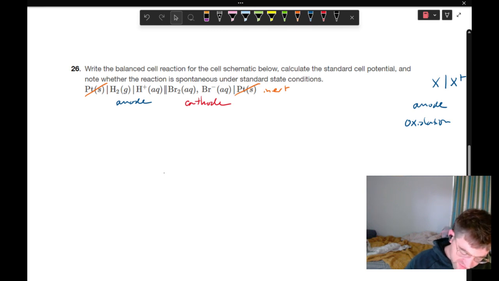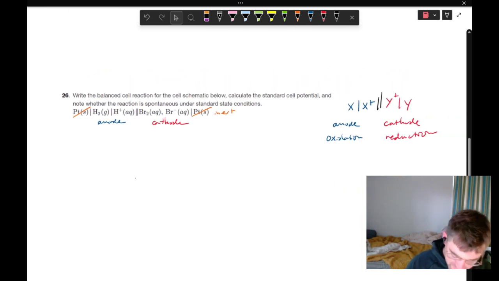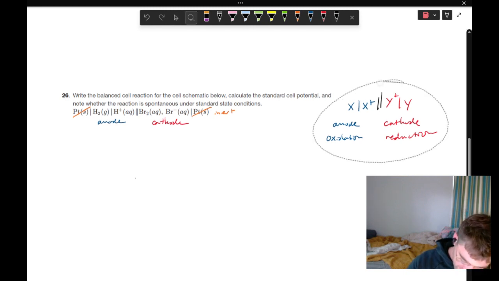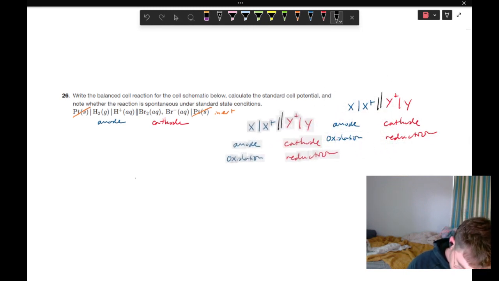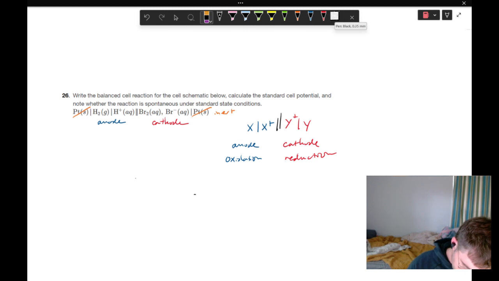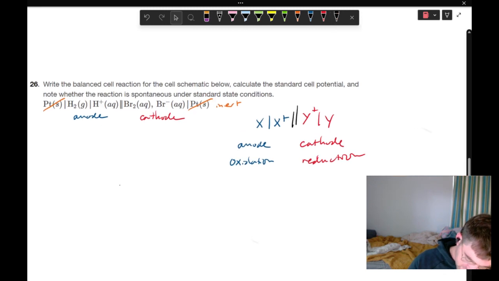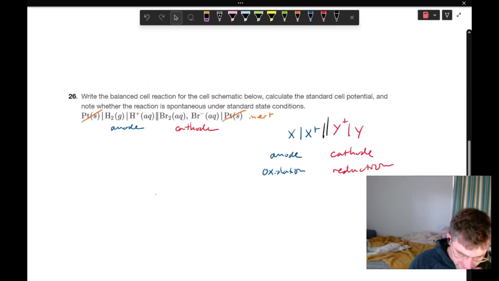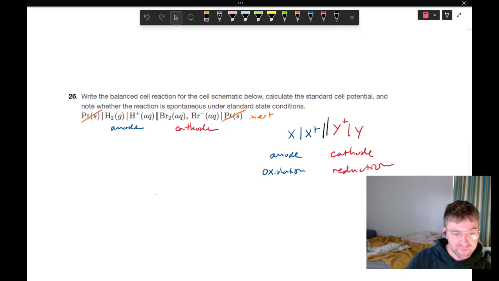Okay, write a balanced cell reaction for the cell schematic below. Same thing that we just did, and calculate the standard cell potential. And note whether the reaction is spontaneous. So you can see I've already made some notes here for us, but this cell notation is simply anode on the left, 2 lines between them, cathode on the right.